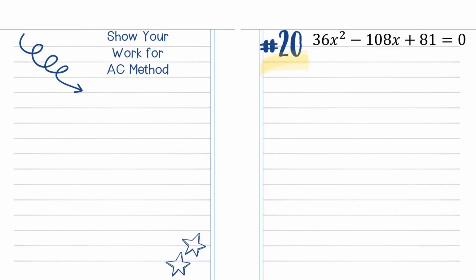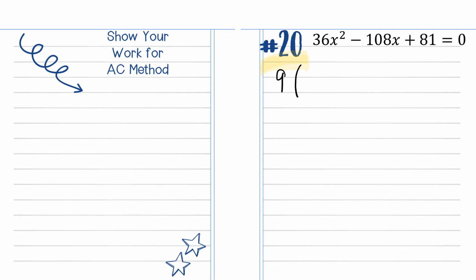For number 20, we want to solve by factoring, where our quadratic is 36x squared minus 108x plus 81, and it's set equal to 0. Again, our first step, we always want to start by looking for a greatest common factor. Looking at our numbers, 36, 108, and 81, I recognize that these are all divisible by 9, so I'm going to go ahead and factor a 9 to the outside of my equation.